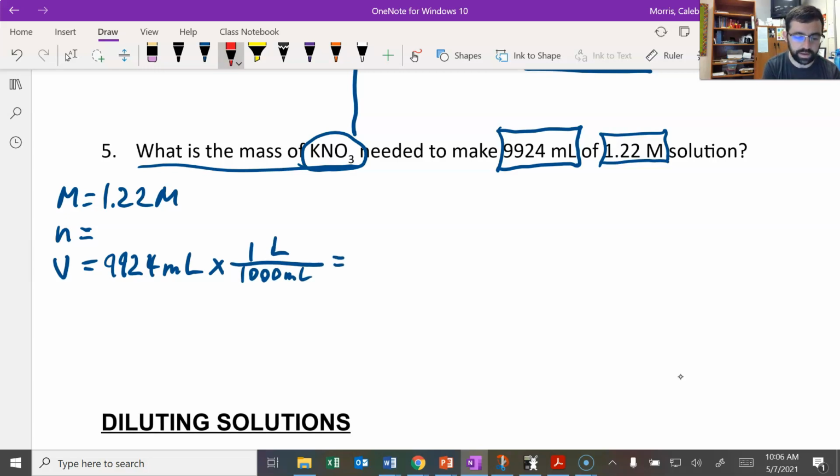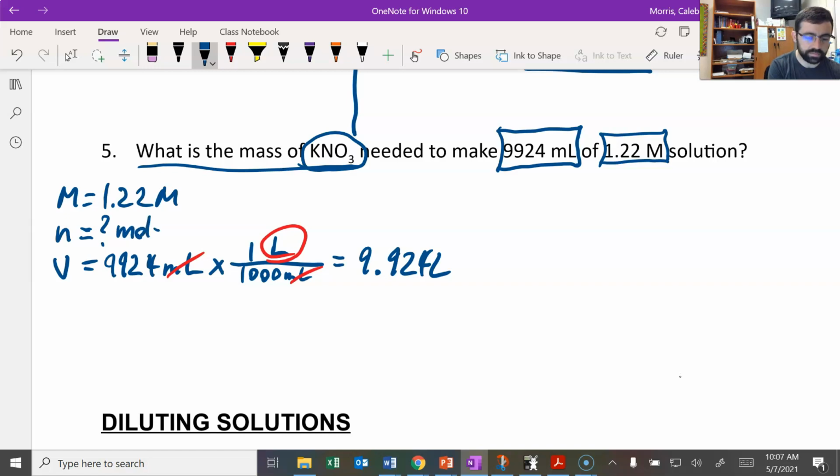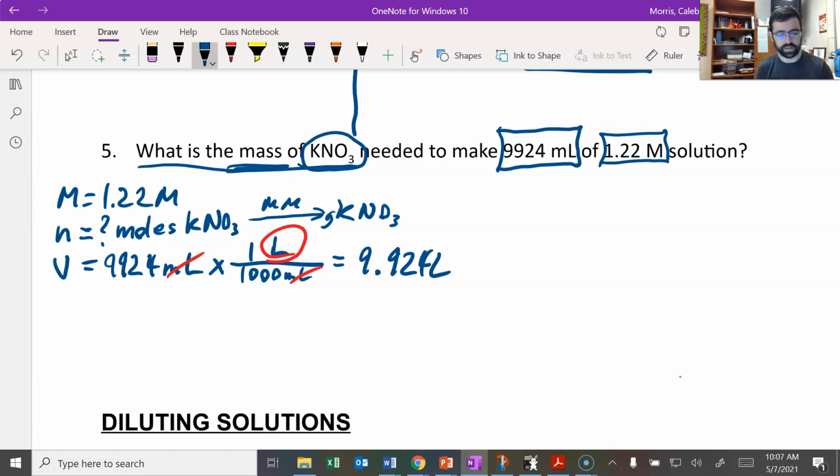Just make sure you're moving it the right way. Canceling out units, ending up with liters. I'm going to get 9.924 liters. I don't know what N is. Now remember, N is the number of moles in the moles of solute. So if I solve for it, it's going to give me moles of KNO3. That's not what I'm looking for. I'm looking for mass of KNO3. So after that, I'm going to have to convert to grams of KNO3 using the molar mass. So that's kind of our schematic of the way we're going to solve the problem.